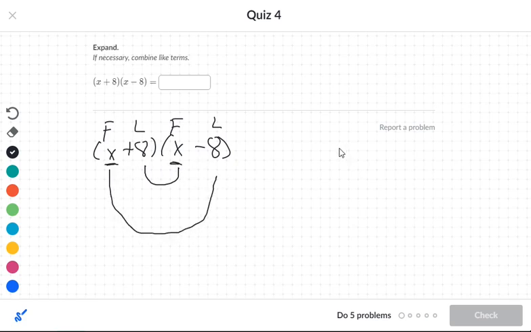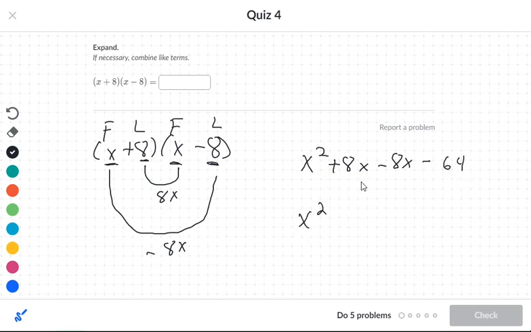So my first terms is just x times x, so that's x to the second. My inside smile is 8x, well that's 8x. My outside smile is a negative 8x. So I'm going to write this as a positive 8x. I'm going to write this as a negative 8x. And then I want to finish with the positive 8 times a negative 8. 8 times 8 is 64, but since there's a negative sign there, it's a negative 64.